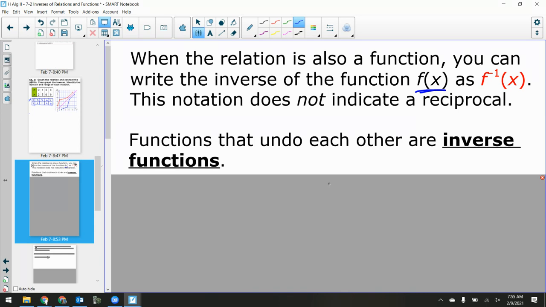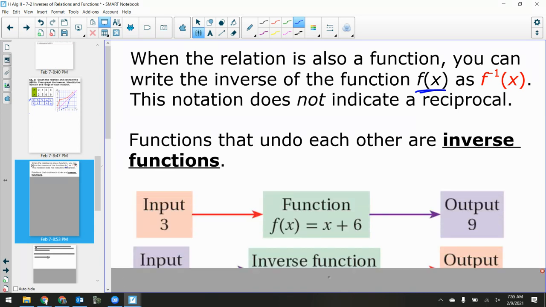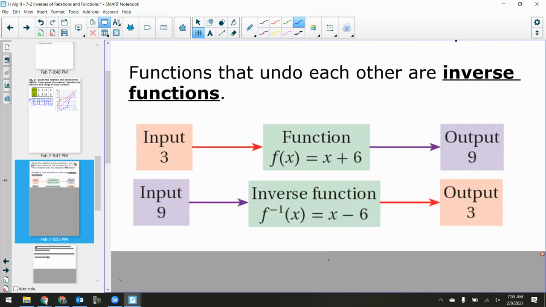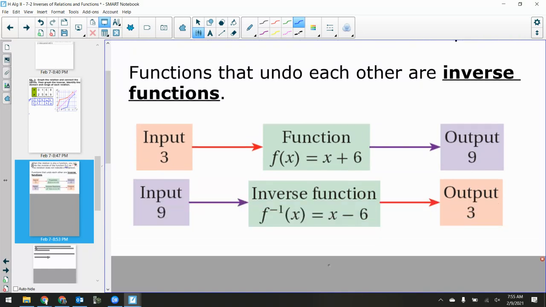Now, thinking about it basically, take a look at these two functions, x plus 6 and x minus 6. They look like inverses, right? X plus 6, x minus 6. I bet they undo each other. If I add 6 to something, and then I take 6 away, that's going to undo whatever I did, right? Now, take a look and see here what happens with my input and output. My input of f of x is 3, and my output, 3 plus 6, is 9.